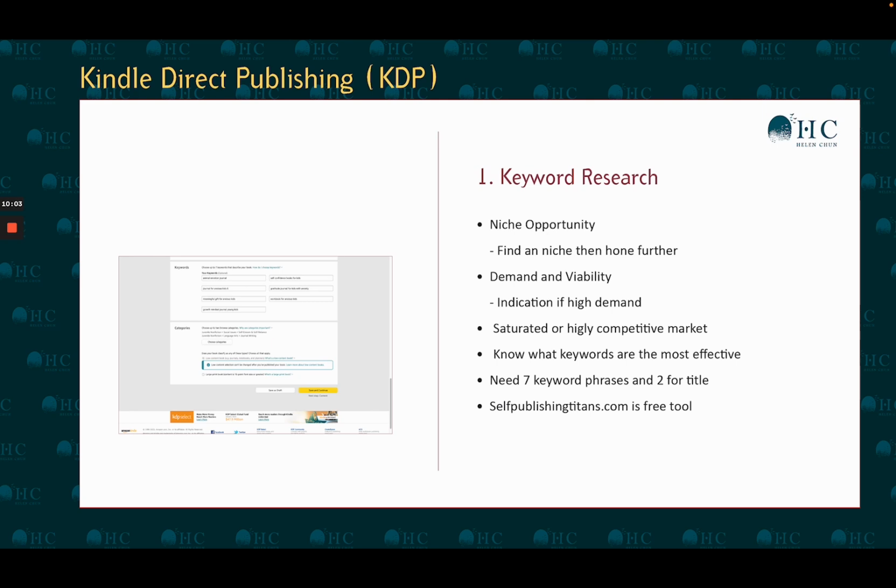Okay. Now the niche opportunity: it's really important to do your keyword research so you know you're not jumping into a saturated or highly competitive market. To find a niche that hones further on into your niche. For example, if you're doing a journal, look at doing a gratitude journal, or even better, a gratitude journal for teenage boys 13 to 16 years old.